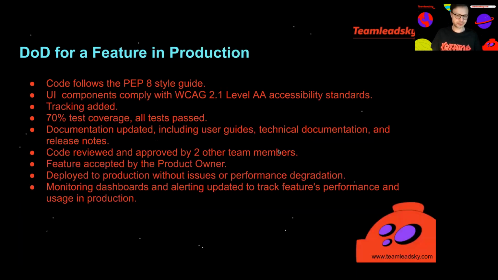So let's move on. Let's look at the definition of done for an engineering feature that ends up in production. We can see that in this case it will be a bit longer compared to a spike or a data analysis. So probably there will be more details, more criteria related to the user interface, to the code quality, and to monitoring and alerting. So basically to making sure that the feature operates well in production.